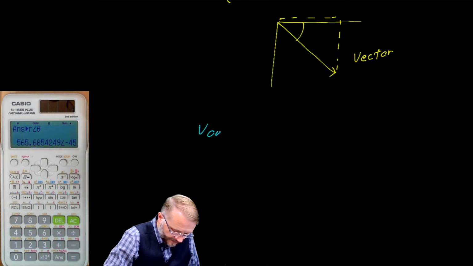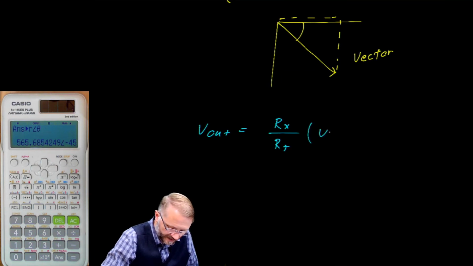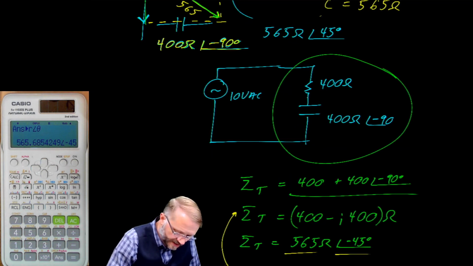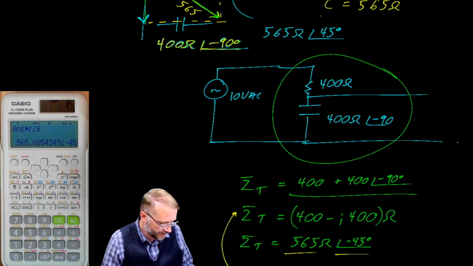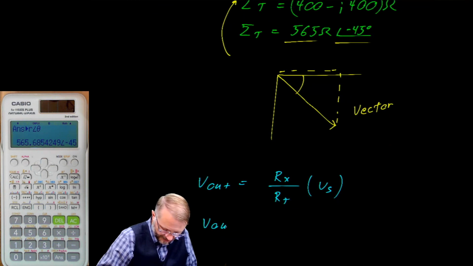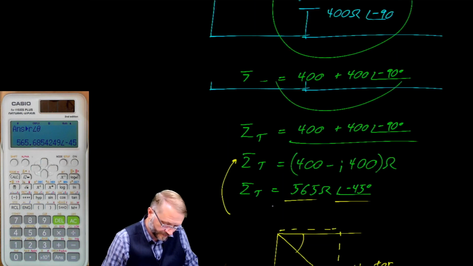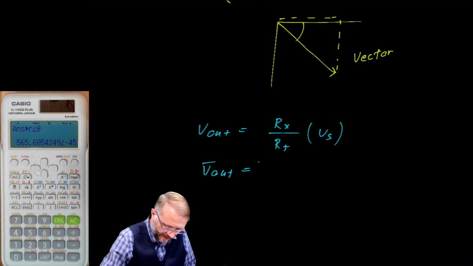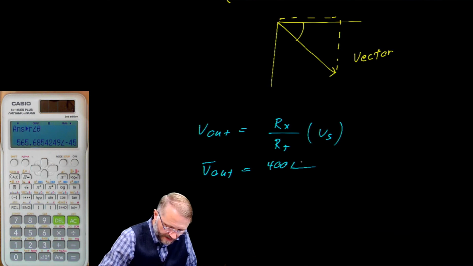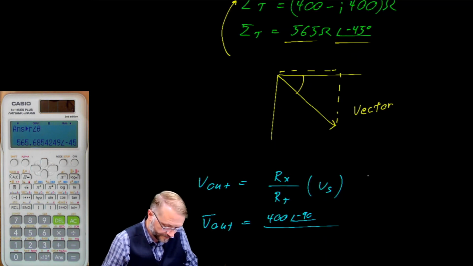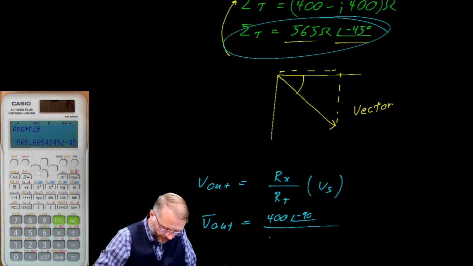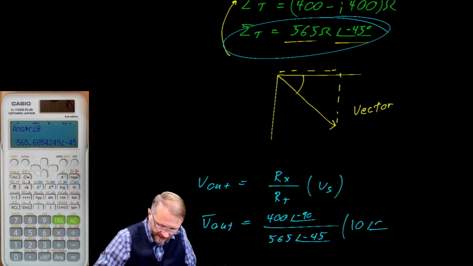The voltage out is the resistor of interest over the total resistance multiplied by the source. And I think we said that this was the voltage out for this particular problem. We would say that the output voltage as a vector is the resistor of interest, which is that capacitor right there at 400 at negative 90, over this guy right here, because that's our Z total, 565 at a phase angle of negative 45, multiplied by the source, which is 10 at a phase angle of 0 degrees.